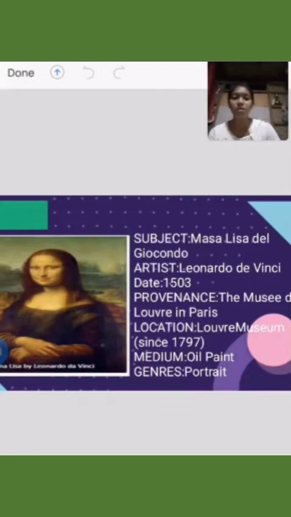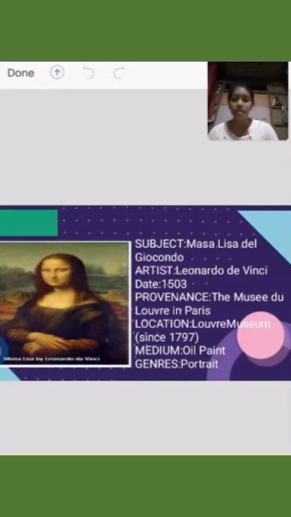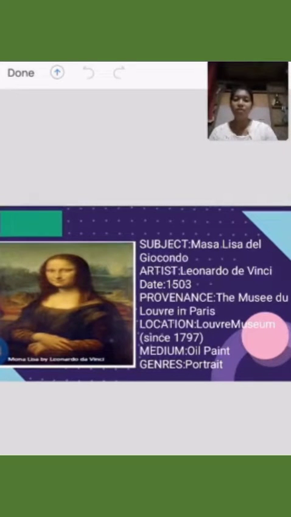So for example, kaning Mona Lisa. So the subject is Mona Lisa del Giocondo. The artist is Leonardo da Vinci, and it was made in 1503. The provenance, kung asa dapit, the Museum du Louvre in Paris. Location, sa museum since 1797 siya. Medium is oil paint. Genre is portrait. So this lesson helps us to know the techniques to do artwork.